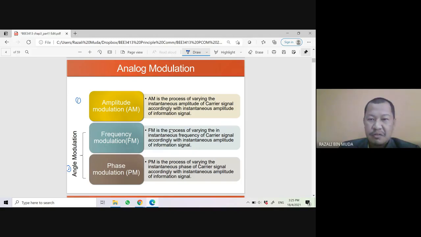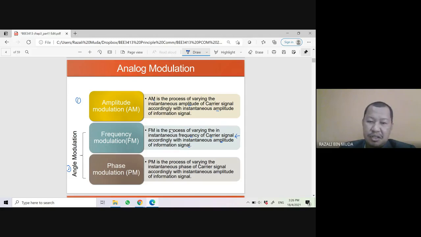So amplitude modulation is the process of varying the instantaneous amplitude of the carrier signal accordingly with the instantaneous amplitude of the information signal. So this is amplitude. Frequency modulation is the process of varying the instantaneous frequency of the carrier, compared to this one, which is the amplitude of the carrier. So this is the instantaneous frequency of the carrier signal accordingly with the instantaneous amplitude of the information signal. So what is frequency modulation? The process of varying the instantaneous frequency of the carrier signal.